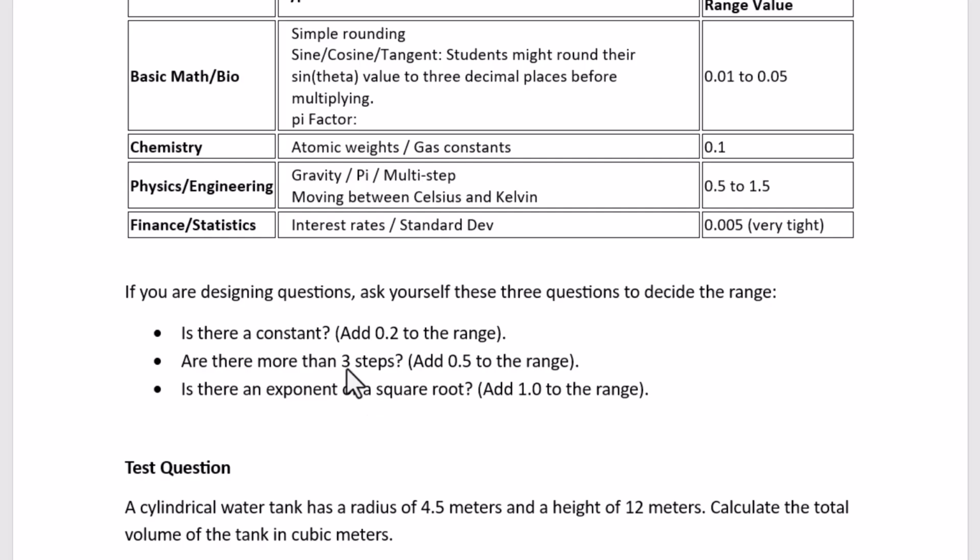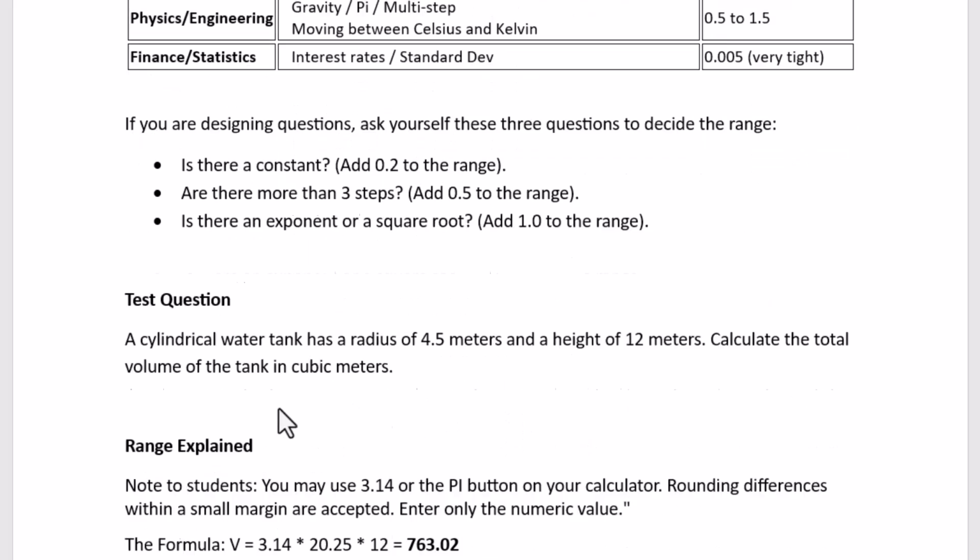Now if you are trying to design questions, you need to answer these three questions when deciding the range. Is there any constant? Pi is a constant, and gravity is also a constant, so we can add 0.2 to the range, that is plus minus 0.2. If there are more than 3 steps in a question, we can add 0.5 to the range, that is plus minus 0.5. And if there are exponents or square roots, we can add 1 to the range.